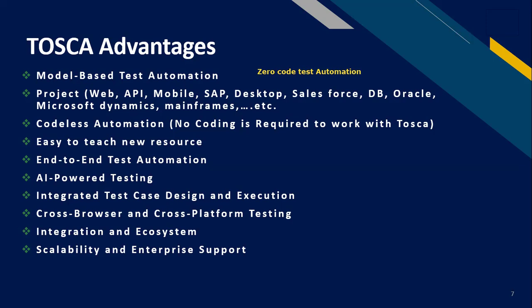We have an inbuilt framework for Tricentis Tosca. No need to build a separate framework here. The inbuilt framework is already available, and we use it to continue with the automation. So what types of projects can we do in Tricentis Tosca? We have a number of projects, but I just mentioned a couple here: web-based projects, APIs, mainframes, Microsoft Dynamics, Oracle-based applications, and mainframe applications.